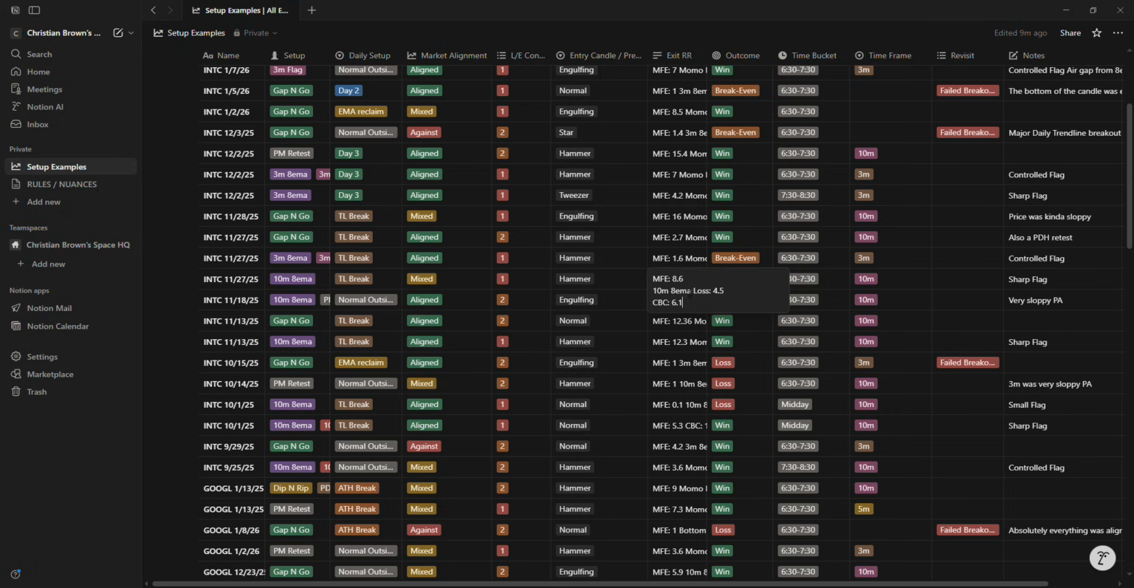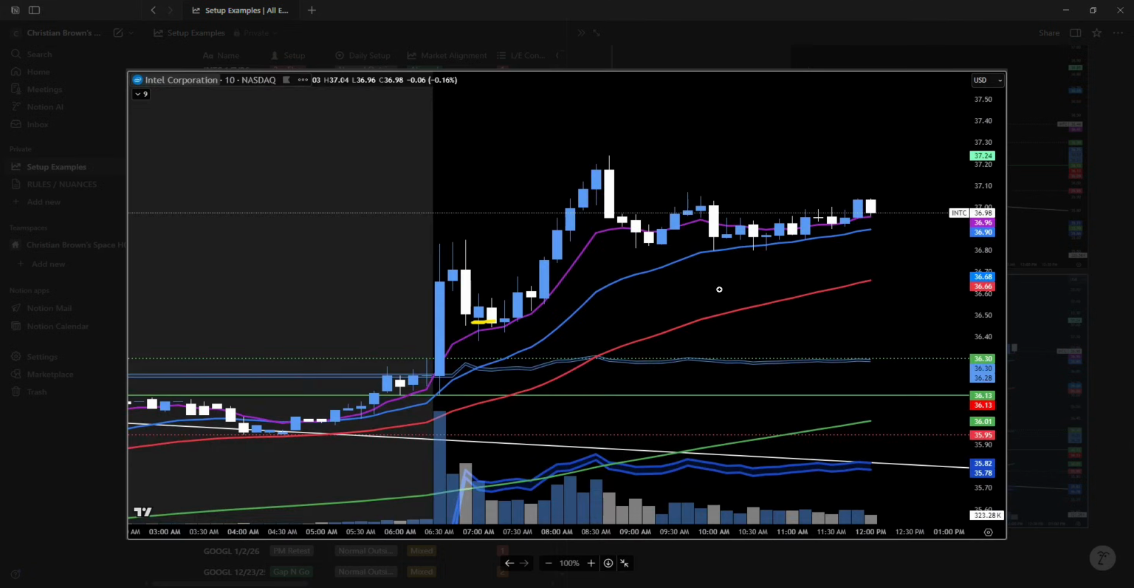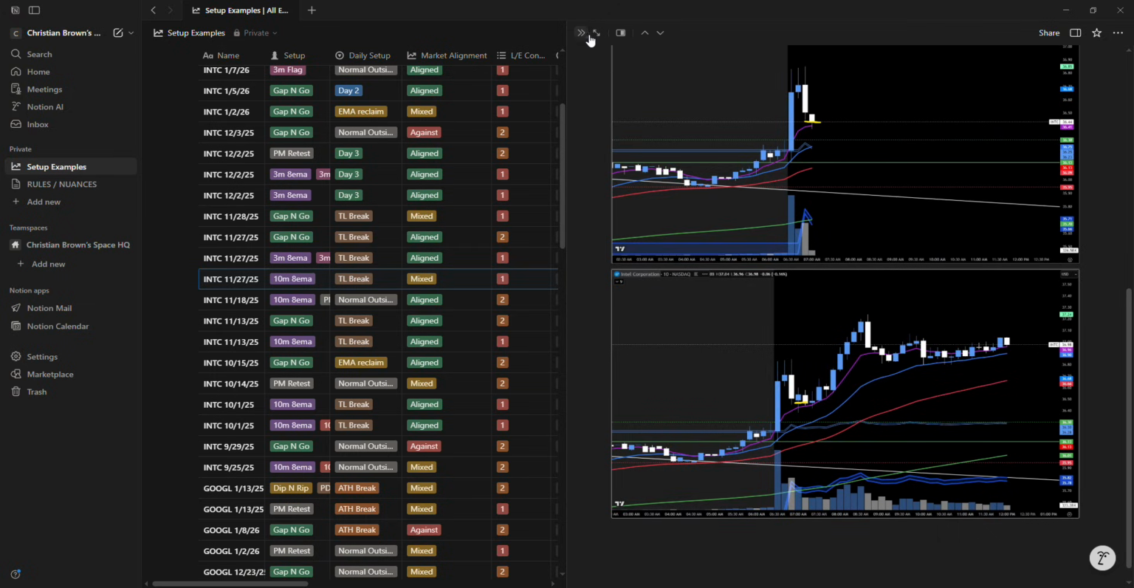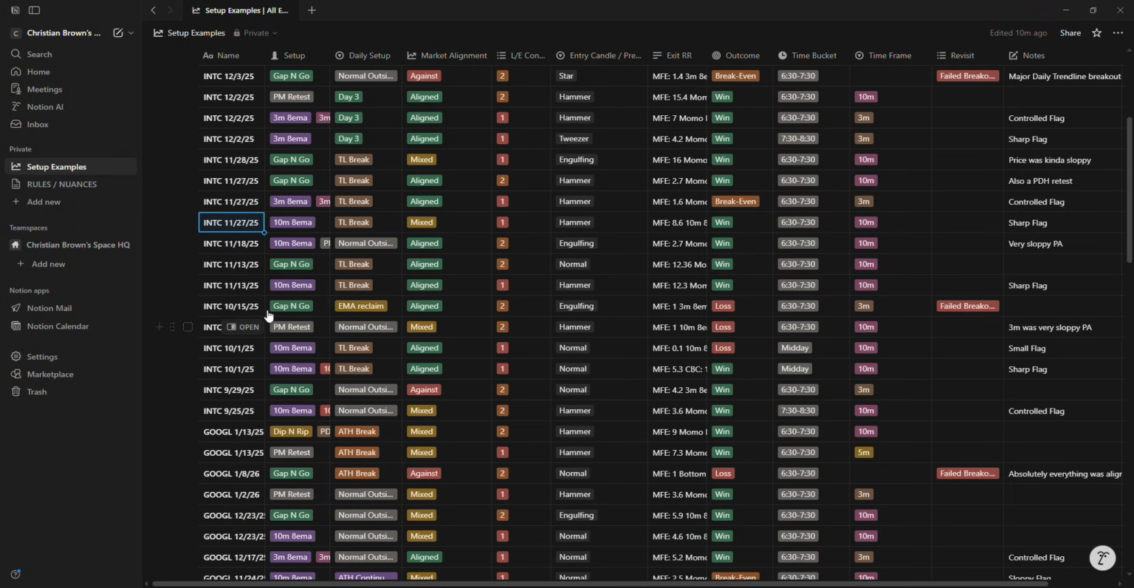The MFE would be 8.6R, which is the highest point of the trade. And then the 10-minute ADMA loss would be right here. So I'd move the take profit to the ADMA loss, and then that would be the RR for that exit. And then the same thing for the 3-minute gap and goes, whatever.